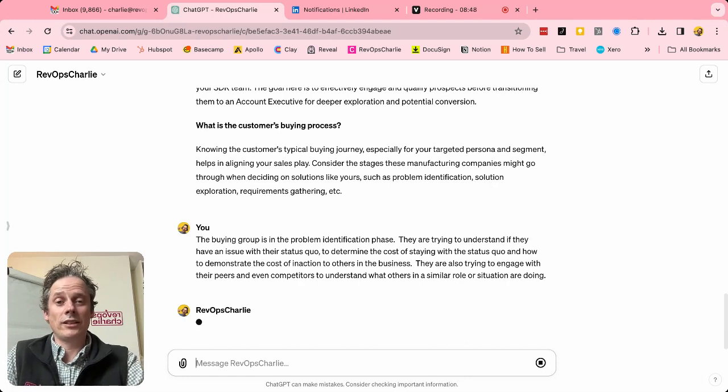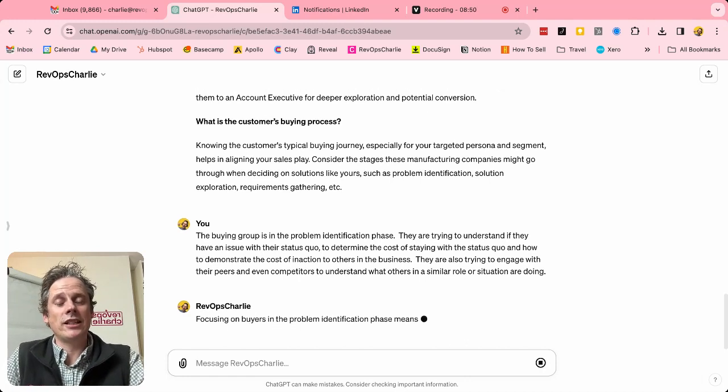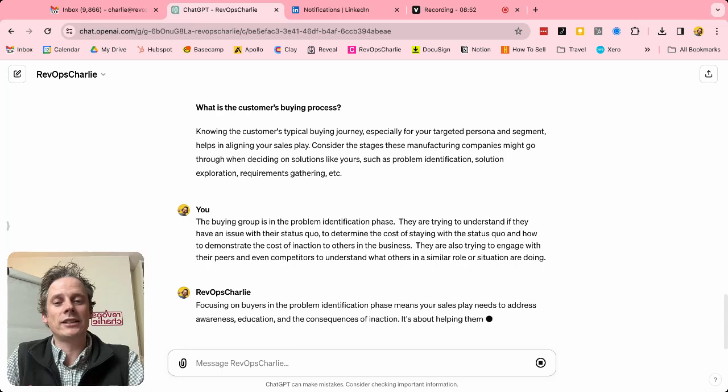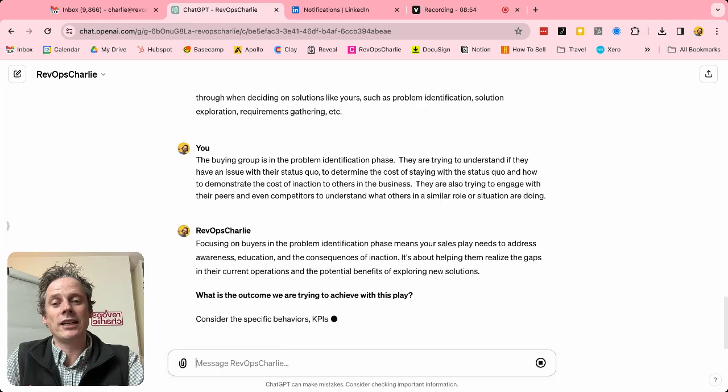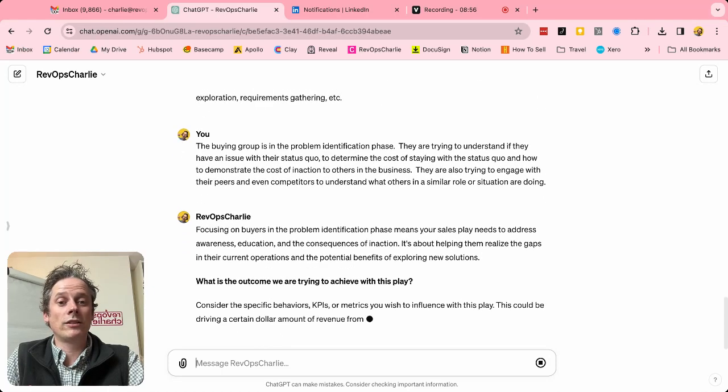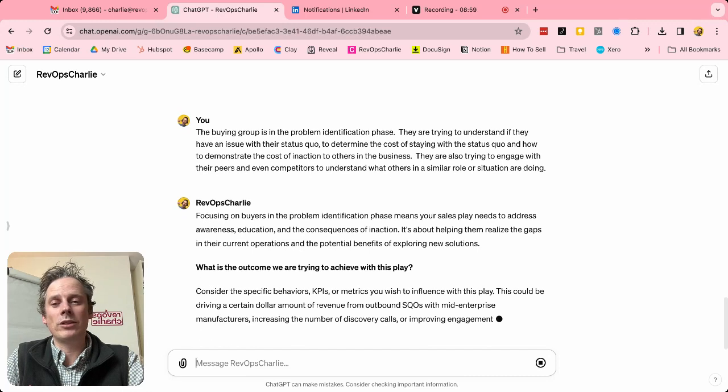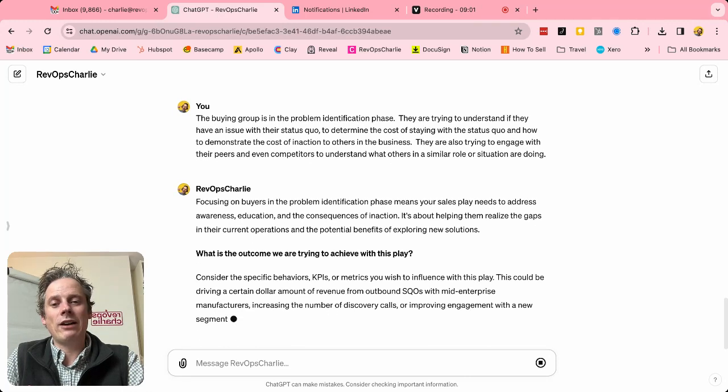And that's very common. They're joining private Slack communities, they're going to private networking dinners, and really trying to understand what they need to do and what other people are doing. Right, what is the outcome we're trying to achieve with this play?